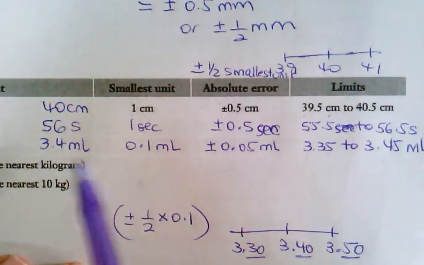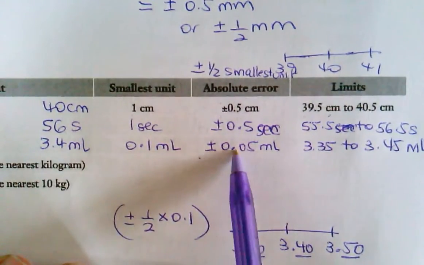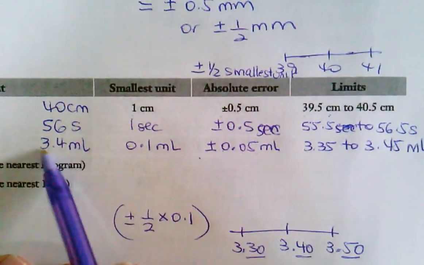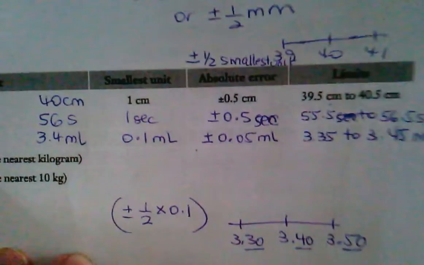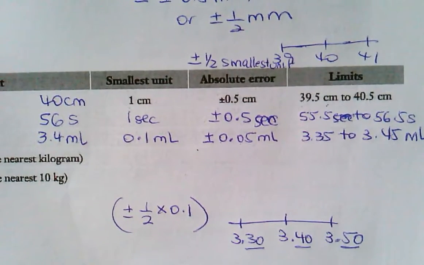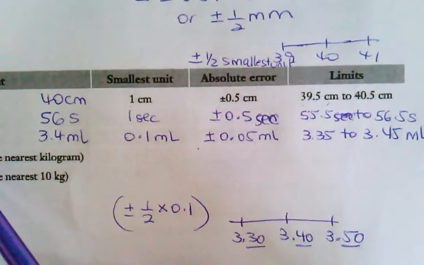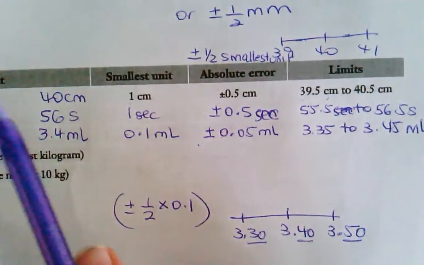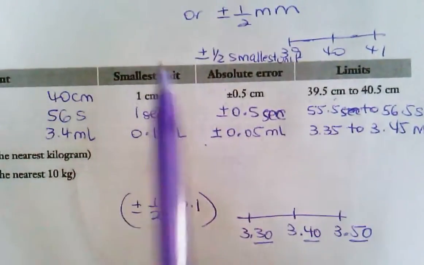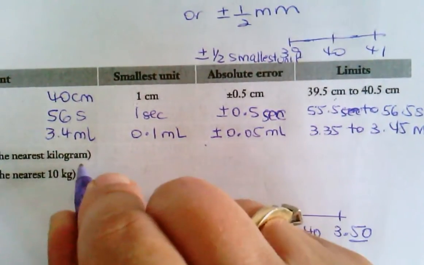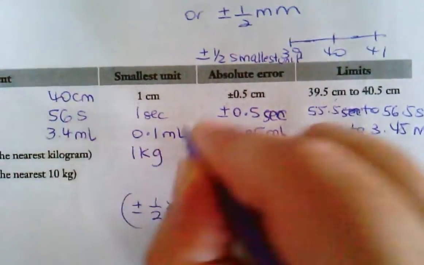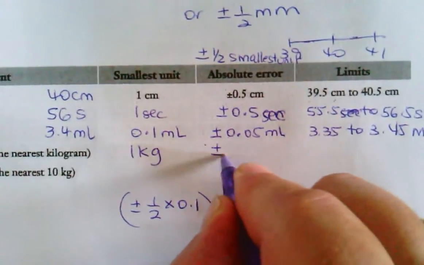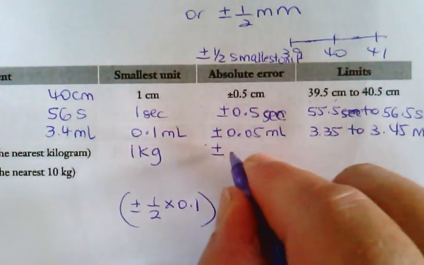Girls, really important. The other thing you could do, you just take the 3.4, subtract 0.05, get your answer. Take the 3.4, add 0.05, get your answer. Are we okay? Right, the next one's a bit trickier. They're a bit different. The next one says 600 kilograms to the nearest kilogram. What's the smallest unit? If it's to the nearest kilogram, it's a kilogram. So what's the error? Plus or minus half of 1.